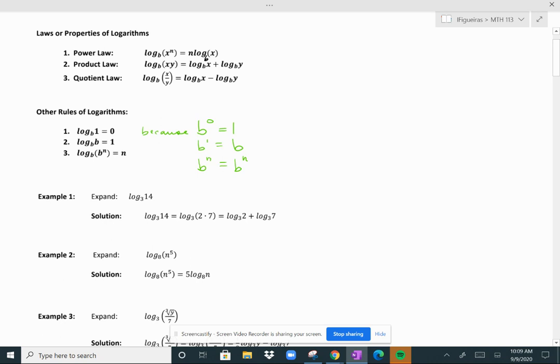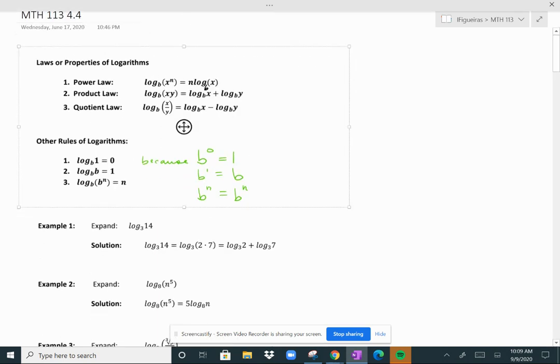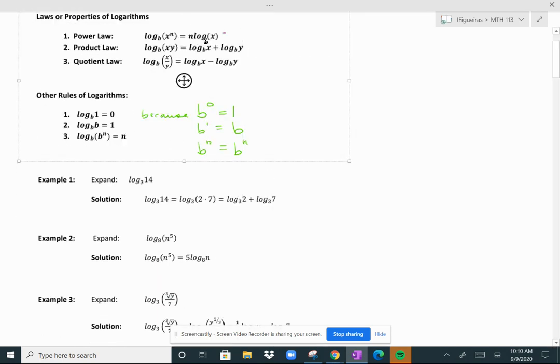All right, then we go on to another example. I have log base 8 of n to the 5th. Here I'm using the power law because the exponent 5 can get written in front of the logarithm. So it's 5 log base 8 of n. So that's an example of using the power law.